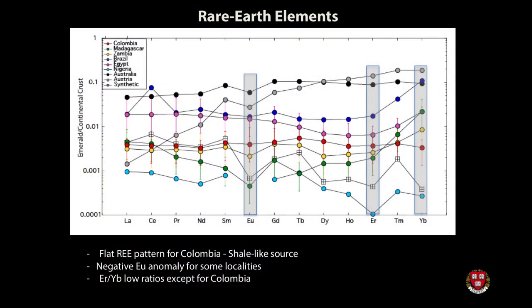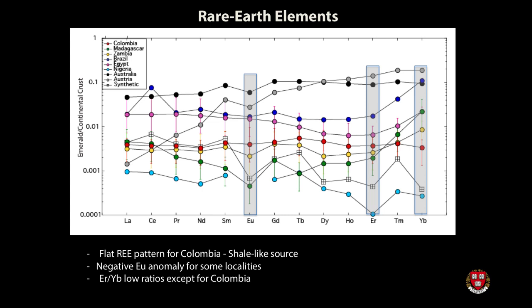Something we didn't talk about is geochronology, trying to date the emeralds. Previously, rubidium-strontium ratios have been used. For Colombia, those ratios are very small, whereas for the other localities, the ratio is much higher. So that's a method that we should be careful of.